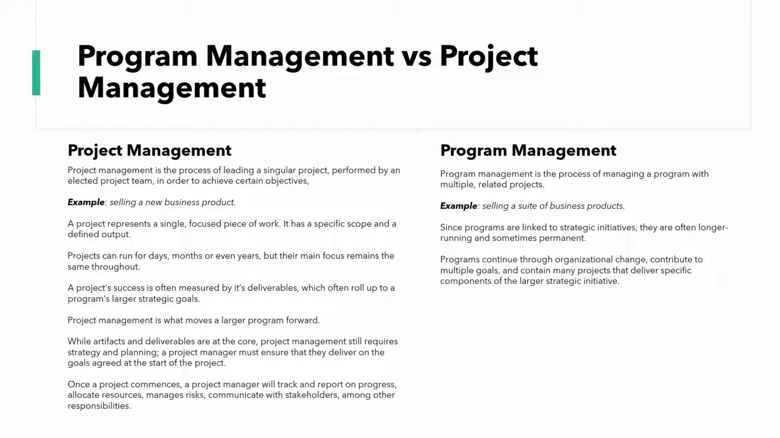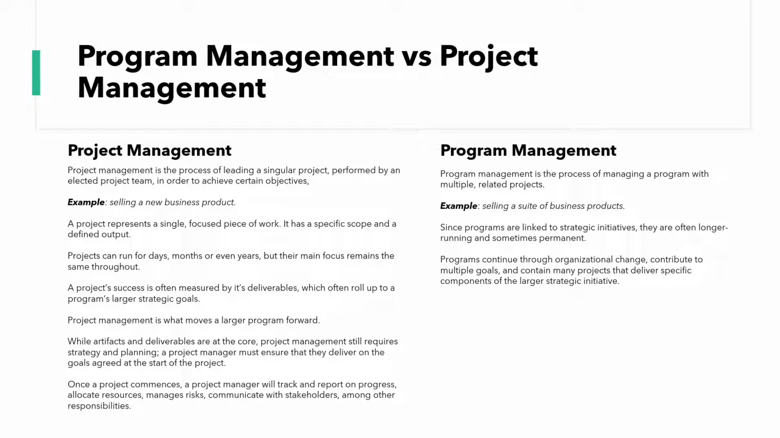I've given an example here. It may be a business that sells a particular and specific brand new product. So a project, the way we need to imagine it, is a single focused piece of work. There is a very specific scope and a very defined output. Projects can run for days, months, or even years, but their main focus remains the same throughout. A project's success is often measured by its deliverables, which often roll up to a program's larger strategic goals. And that's where we start to see the overlap with programs here.